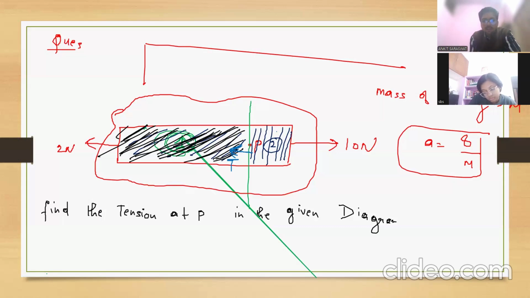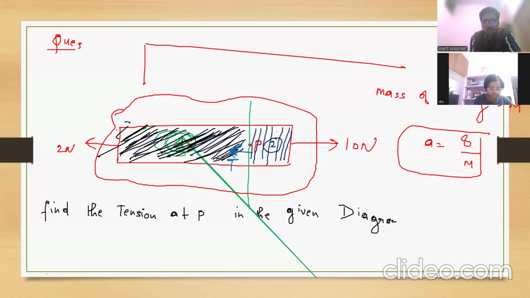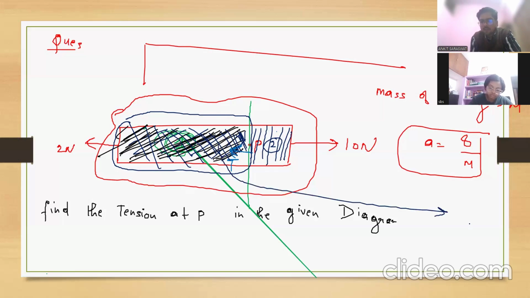Next part, wherever I'm asking tension, take the portion before P. What is the portion before P? This is the portion before P, na? Yes, sir. Next step is to take this portion as the system. Clear? Now draw the free body diagram of this. It will be 8 Newton and the T in the right, mg down, normal up, but we are not bothered regarding normal.